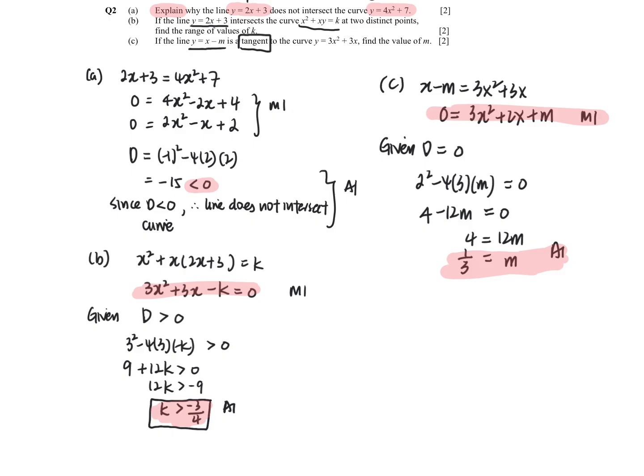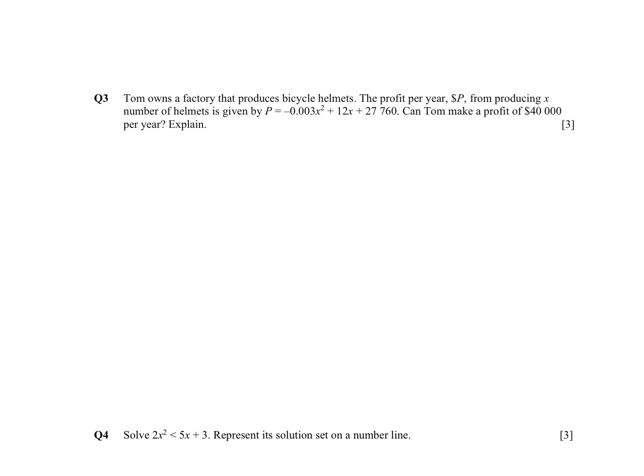Done? Okay, this one. Not done? Okay, I want to show whether it is possible to have a solution of 40,000. So, I sub in 40,000 into the equation first, and I want to check whether there is any discriminant or not. So the moment you equate 40,000, I gave 1 mark there.